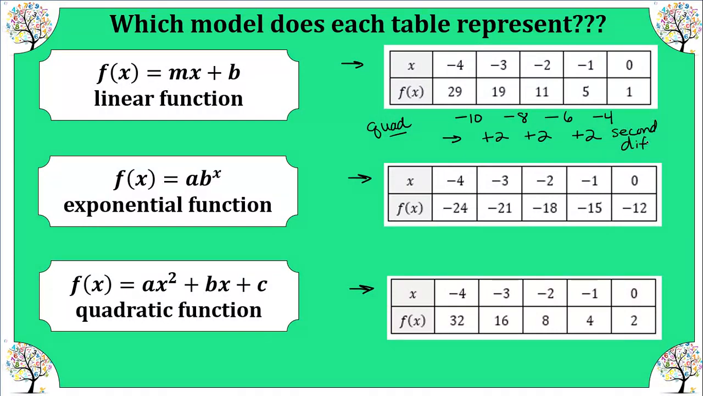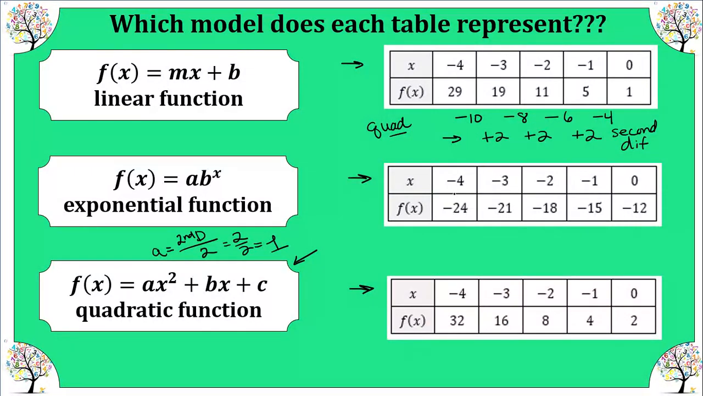Now this second difference will help us find the a value of our equation. So the a value is the second difference divided by 2. So for a quadratic function, our a value is going to be the second difference divided by 2. In this case, we have 2, which is our second difference, divided by 2. So our a value is 1. This will be helpful when we're learning how to write our quadratic equations. So our first table is quadratic.